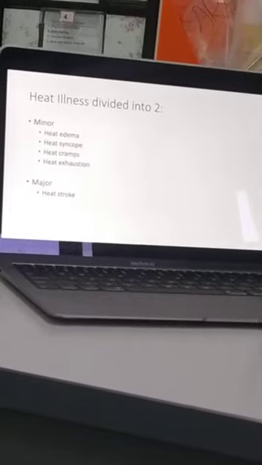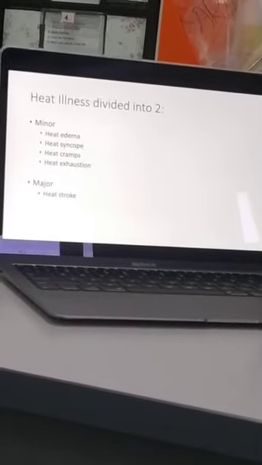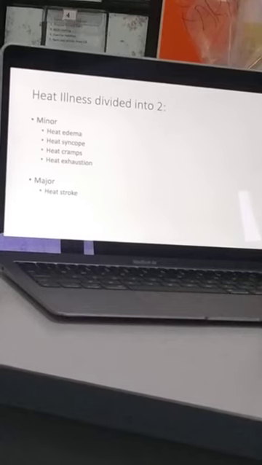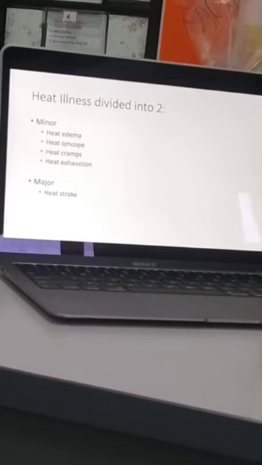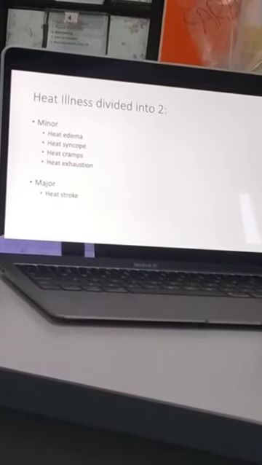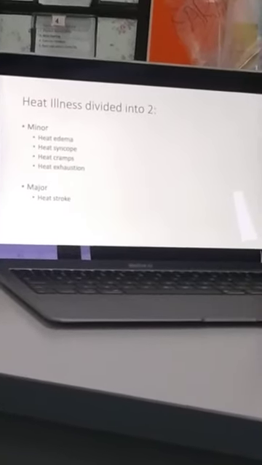Okay. So heat illness can be divided into two categories: minor and major. Minor can be divided again into four: heat edema, heat syncope, heat cramps, and heat exhaustion. One more is heat tetany, while the major is heat stroke. So for this slide, I will be more focused on heat stroke management.